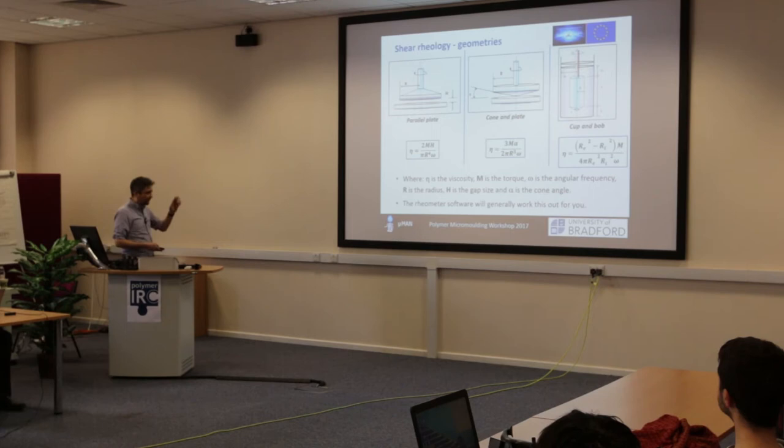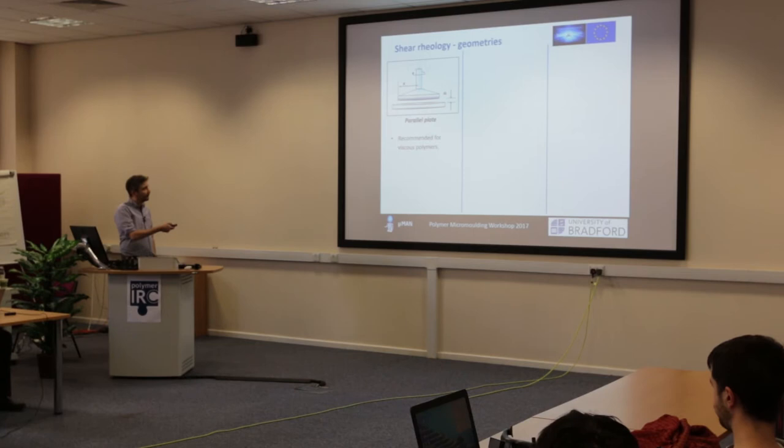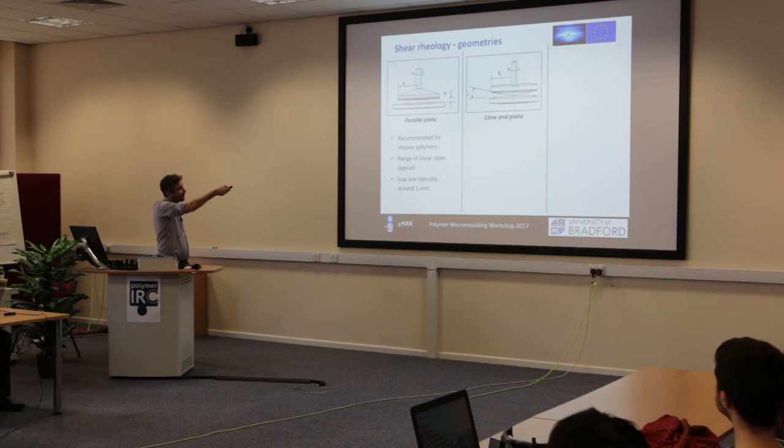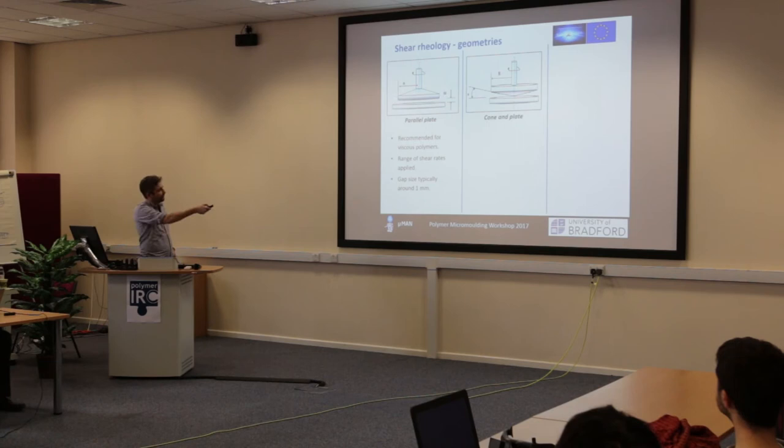Okay, so the parallel plate is recommended for viscous polymers. The reason being that the gap size on the cone and plate, which I say is the best one, you simply can't squeeze your polymer down to give you that gap size. The resistance from the polymer when you bring this cone down is so much that you'll never get it to force down without breaking a force transducer, okay? So you can never get all the material to flow outwards into that gap. So we tend to use this for viscous polymers.